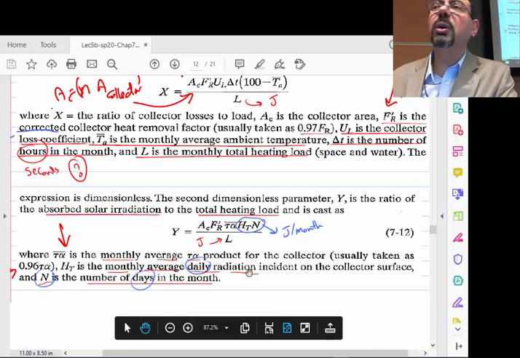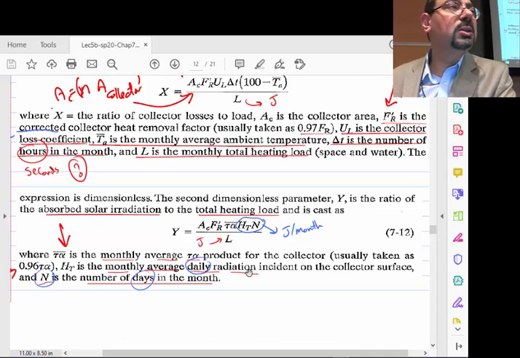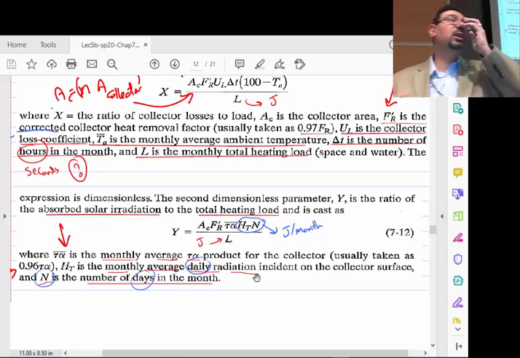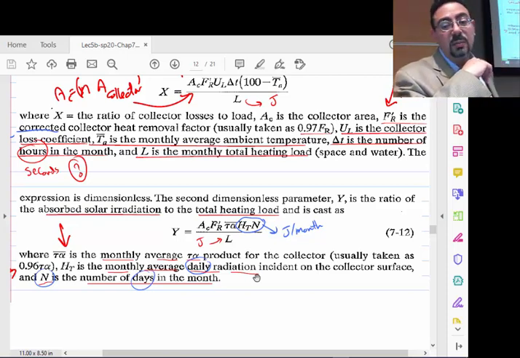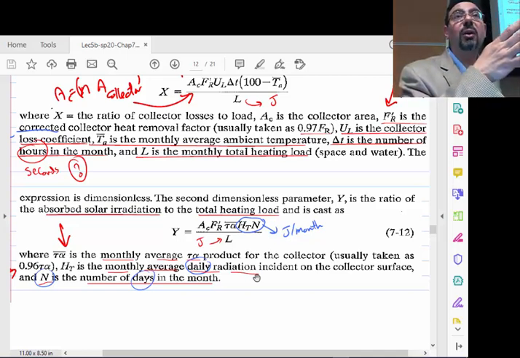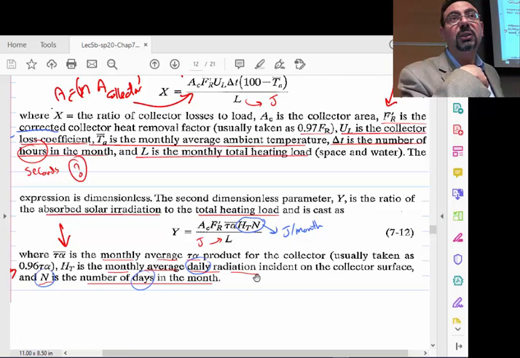People don't get that. What is monthly average daily radiation? Is that the radiation for the month, or the radiation of the day, or what? What does this mean? Monthly average daily radiation. What do you get from this? It's the daily radiation. This is the amount of what per meter square, or joule per meter square? Daily radiation, what is the unit of daily radiation?